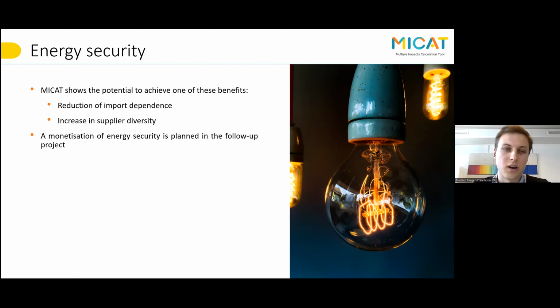So the monetization of energy security is going to be something for the future, in a follow-up project where we're going to look into this in more depth, because within the scope of the first MICAT project, it's just not doable, because it's more than a simple model like the Leontief multipliers, for instance.